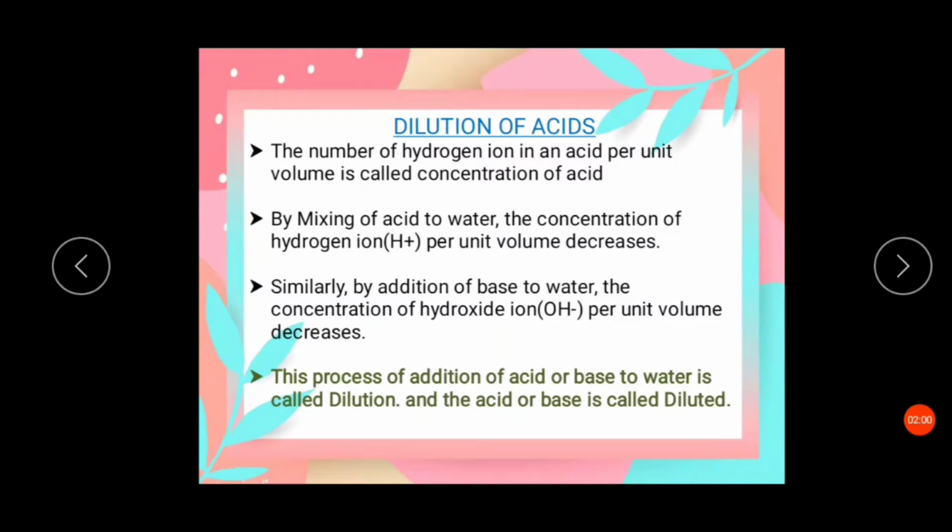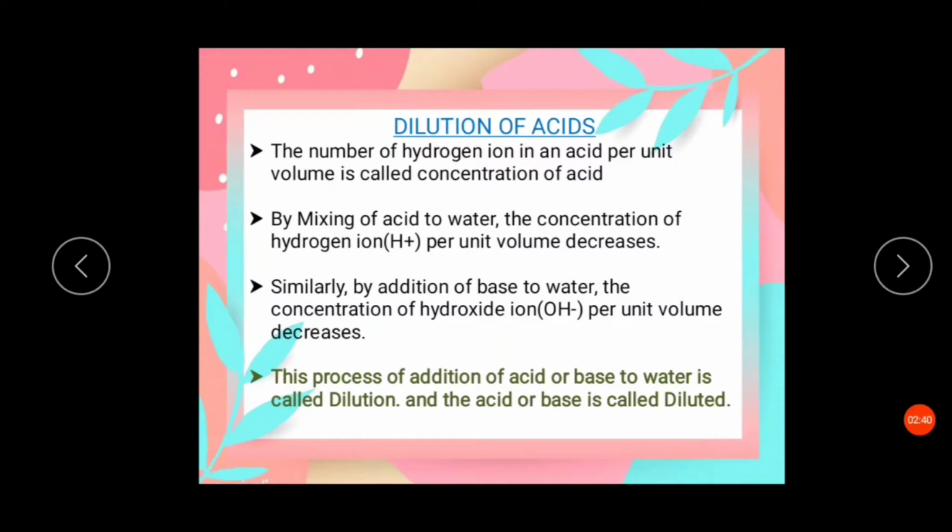Moving further to the dilution of acid. The number of hydrogen ions in an acid per unit volume is called the concentration of acid. So what is concentration? Concentration is determined by the number of hydrogen ions which are present per unit volume. Now if we mix water to the acid, then the number of H plus ions per unit volume will decrease. Similarly, by the addition of base to water, the concentration of hydroxide ion per unit volume will decrease.